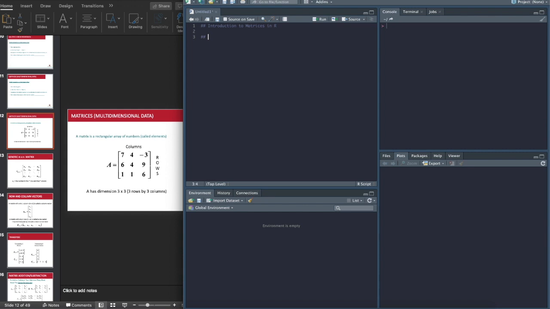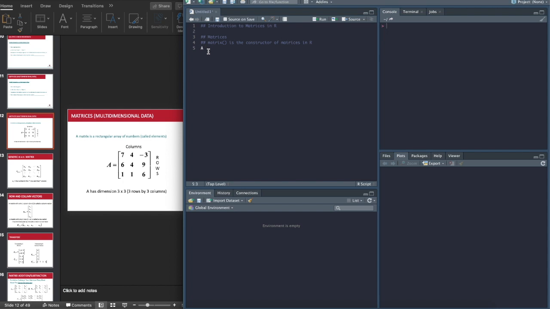We're going to take a look at how to create some matrices, and we are going to create matrices with the function or the constructor, which is matrix. So this is what we call the constructor of matrices in R. So for example, for me to create this particular matrix, which has rows 7, 4, minus 3, 6, 4, 9, 1, 1, 6, I would create it this way.